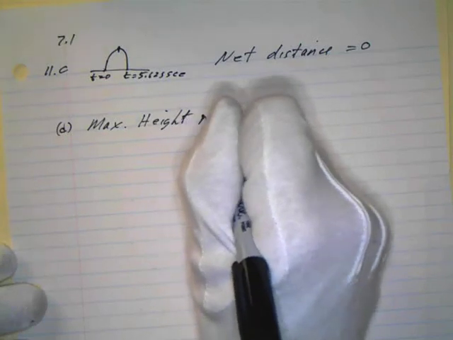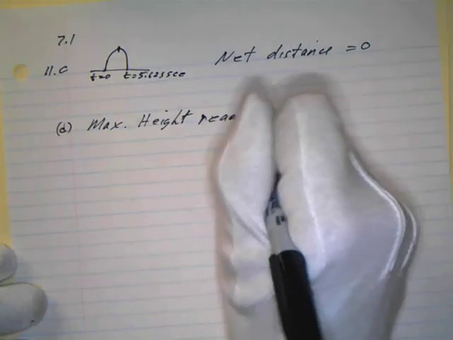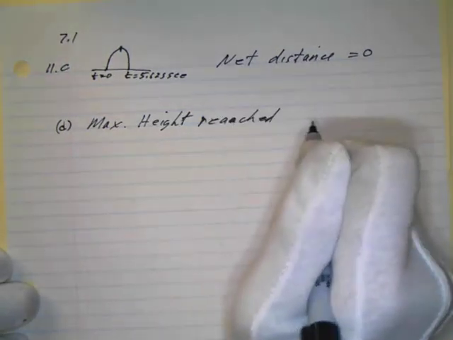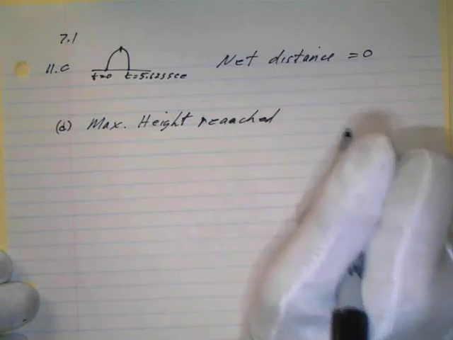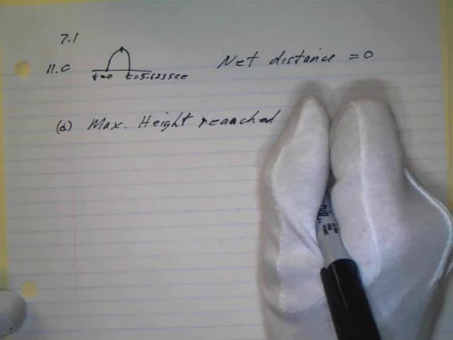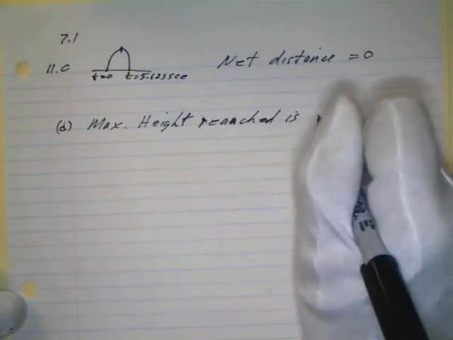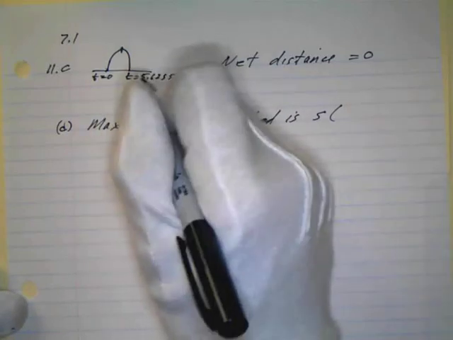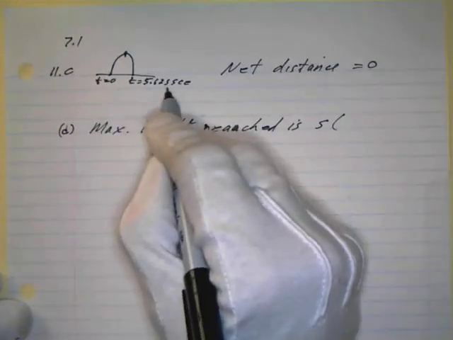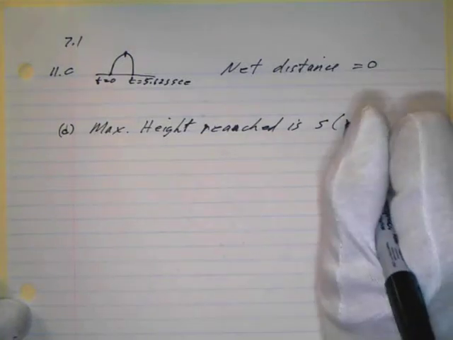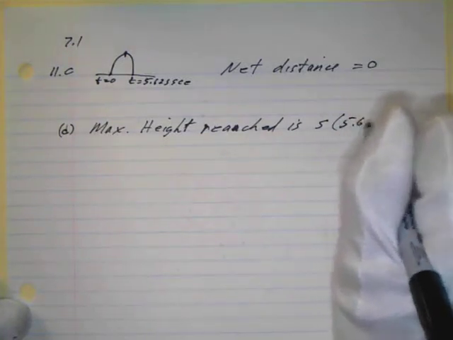reached. Sorry about that. The maximum height reached, R-E-A-C-H-E-D. So the maximum height reached is going to happen, that's S as a function of time, when my time is halfway. In other words, my whole trip's going to take 5.625 seconds, so my maximum height will be at half that. So it's going to be my position at 5.625 divided by 2.